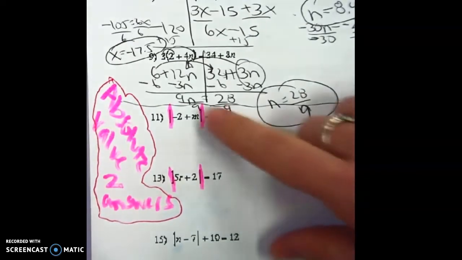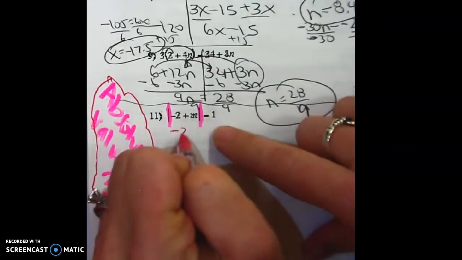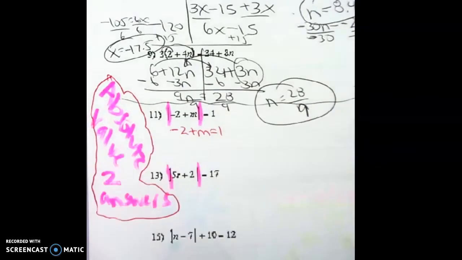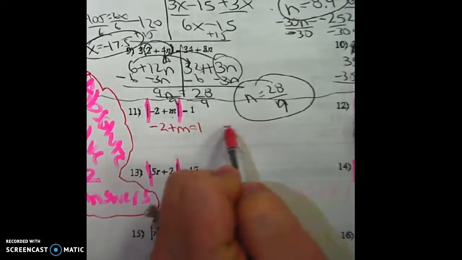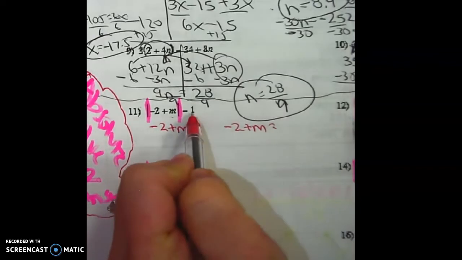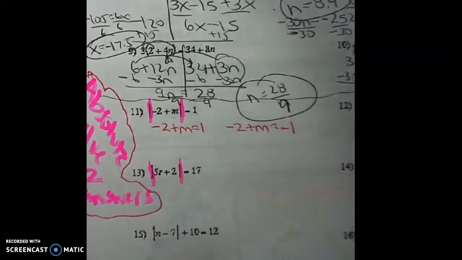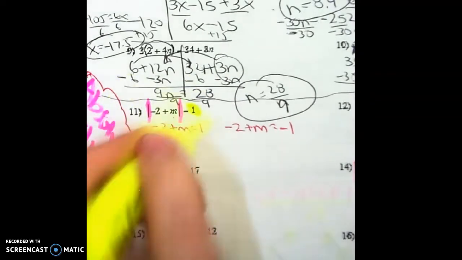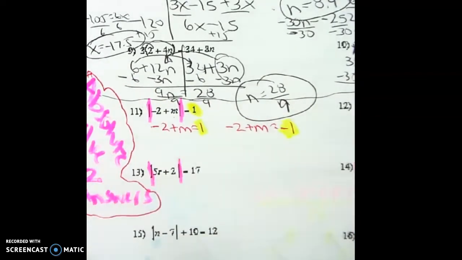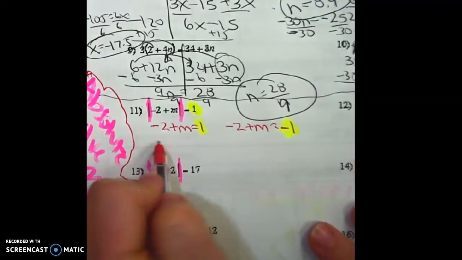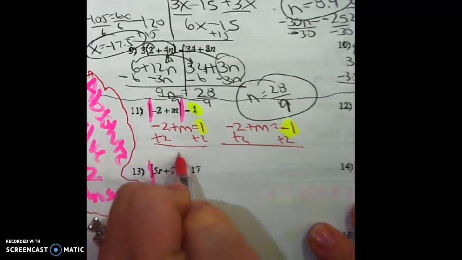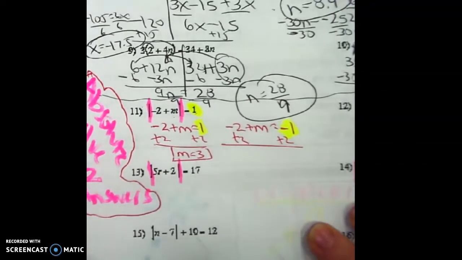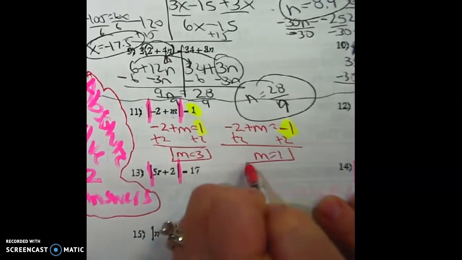So here's what you do. The first thing you do is you rewrite the equation exactly how it is, but without those two lines. I'll call those two lines bars. Now what you do is you create a whole other equation, exactly what's in here, but this time the number on the right, you make it negative. So it's all about this number. Keep it, make it negative. And then now you just solve it. Add 2, add 2, add 2. M equals 3, done. M equals 1, done.